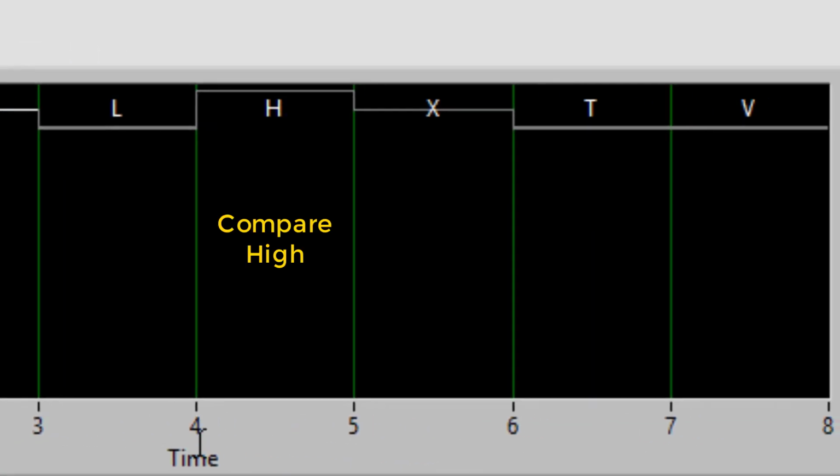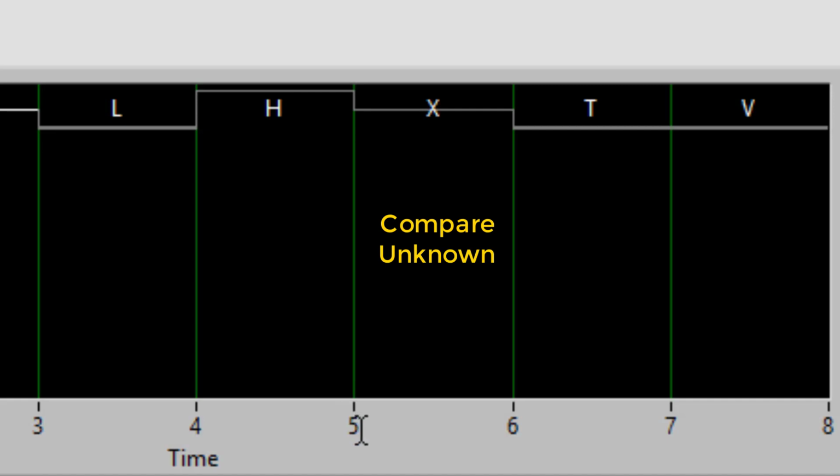Then we have value of 4, which is H, which means compare high. It compares the logic high edge and compares a voltage level higher than the high voltage threshold. Then we have number 5, value of 5, which is X, which means compare unknown. It compares logic unknown, that is, does not compare.